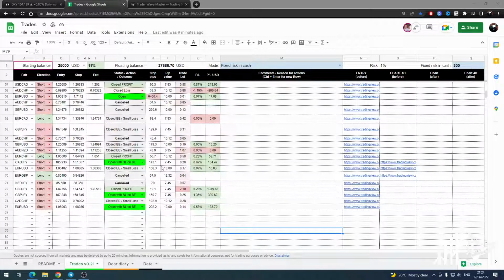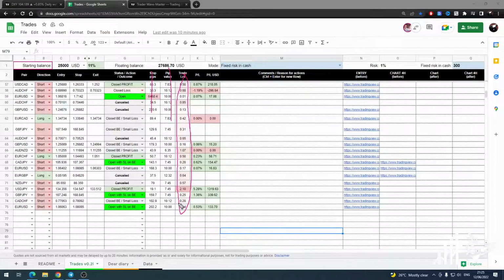Basically, this sheet is doing everything for us. We put the currency pair there, we choose the direction, we put the entries and so on, then we always update the status: whether the trade is open, closed, or an entry order. Then everything is calculated automatically. Pips are calculated automatically, and so is lot size. This is a really important factor for us.